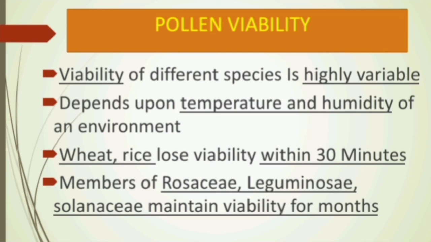So now we're going to focus on pollen viability. Viability means the period of life. Okay, and this viability can differ in each and every species. That means it depends upon the temperature and humidity of the external environment. So in the case of plants such as wheat and rice, pollen can lose its viability within 30 minutes. But in the case of plants that belong to the families Rosaceae, Leguminosae and Solanaceae, pollen maintains its viability for a month also.